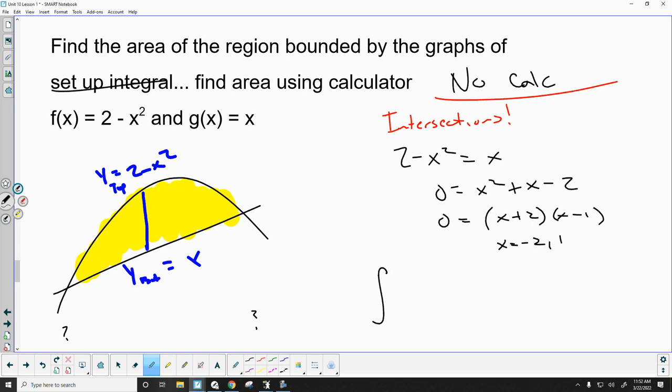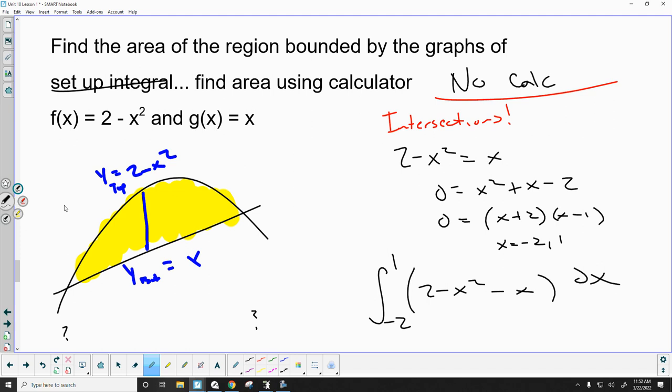The setup, again, is the important part. There's your setup. You could find that without a calculator. It would take you a while. Most of the questions on this unit just end with the setup. Get the setup and you're good. Not for this first lesson. This first lesson, I'll ask you, no calculator, find it. Calculator, find it, depending on the situation.